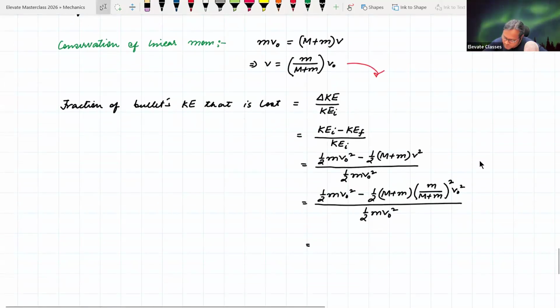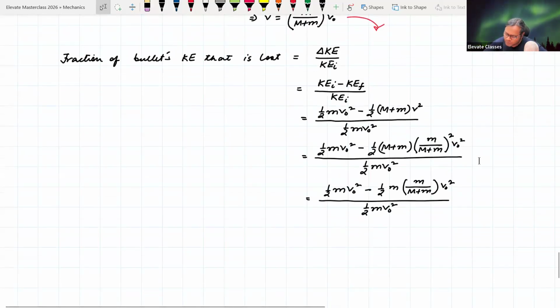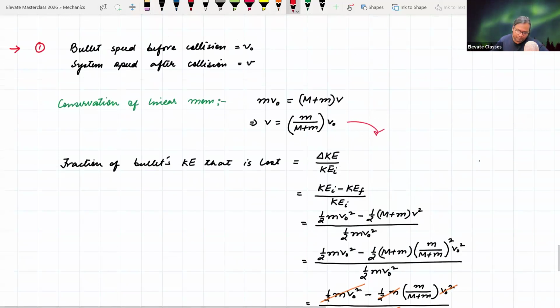If I simplify it, this is going to become half small m v naught square minus half (capital M plus small m) के साथ half small m, क्या होगा यहाँ पे small m upon capital M plus small m, v naught square upon half small m v naught square. So this is going to be equal to, ये तो cancel हो जाएगा ना, half ये cancel हो जाएगा. So we are left with 1 minus small m upon capital M plus small m. This is equal to capital M plus small m minus small m, so capital M plus small m. This is the answer. That's it.